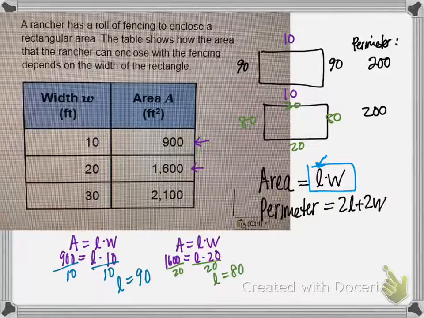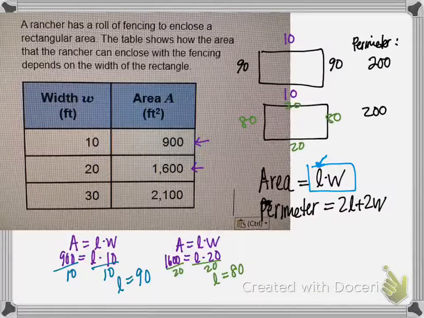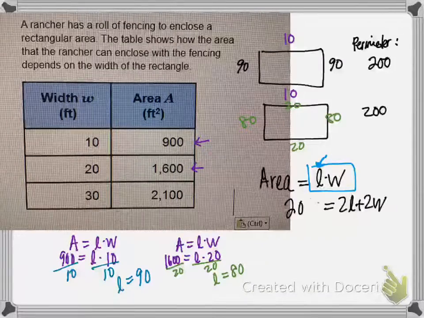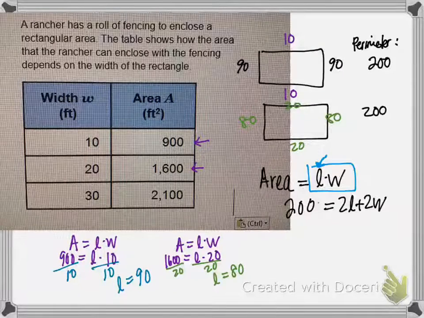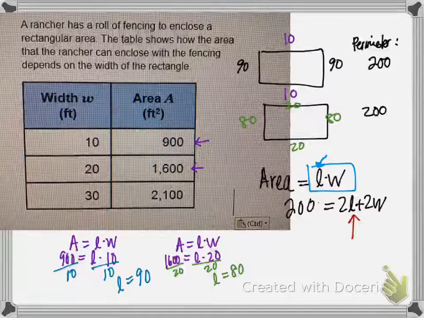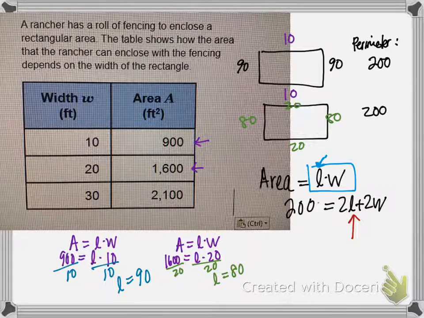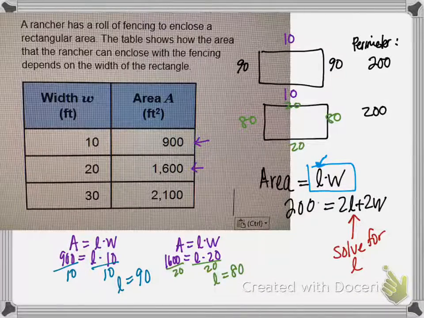So in fact, you could rewrite perimeter, because we actually have a number for it. So what you're going to need to do in order to find the area with the variable L replaced is you need to solve for L so that you could rewrite the length in terms of the width.